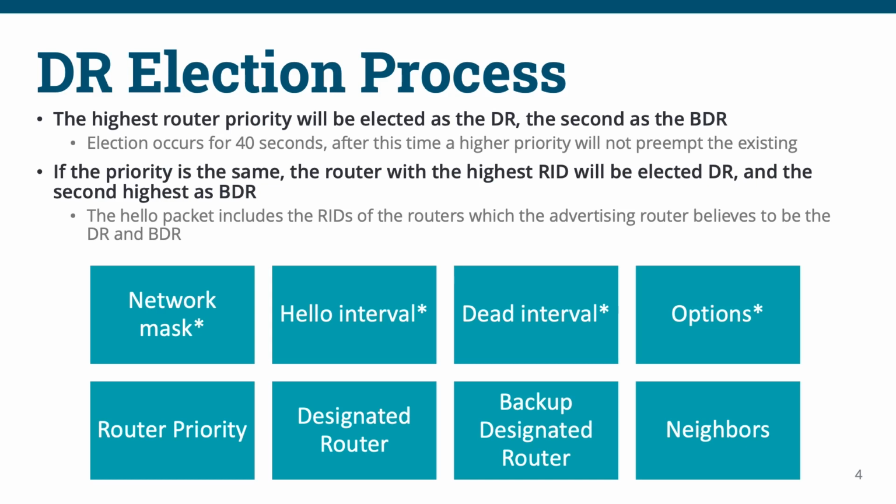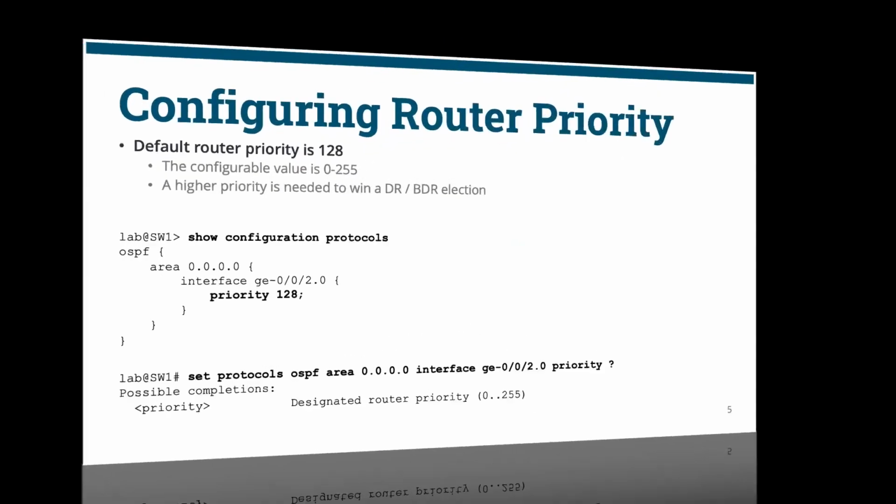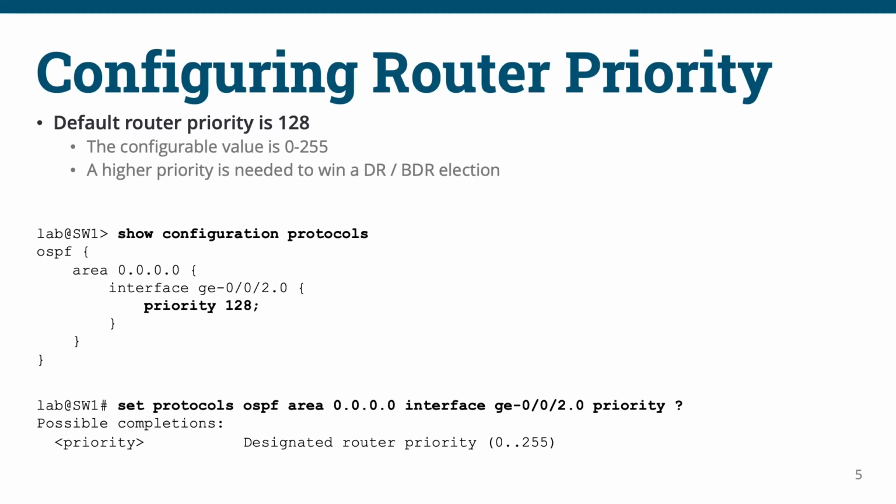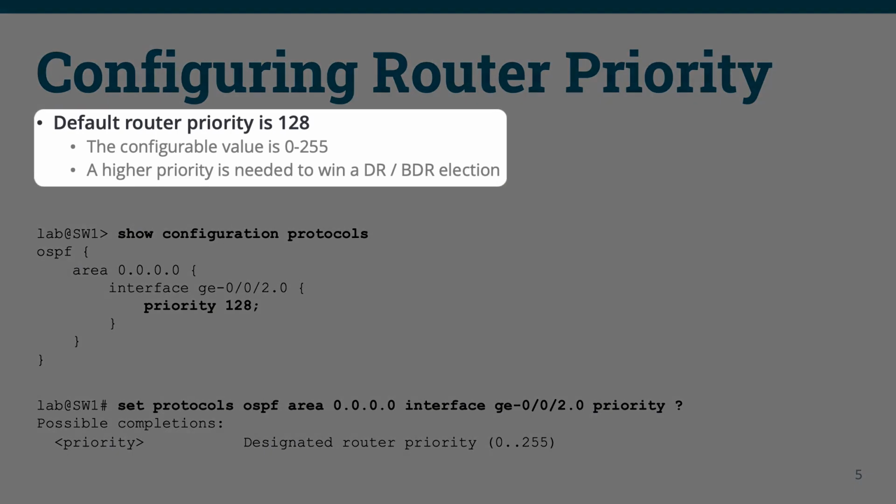Now, let's see how we configure the interface priority to influence the DR and BDR election process. The default router priority in Junos is 128. The priority value is a configurable value ranging from 0 to 255. This is because the router priority field in the OSPF hello packet is an 8-bit field, and therefore can be expressed as a decimal number from 0 to 255.